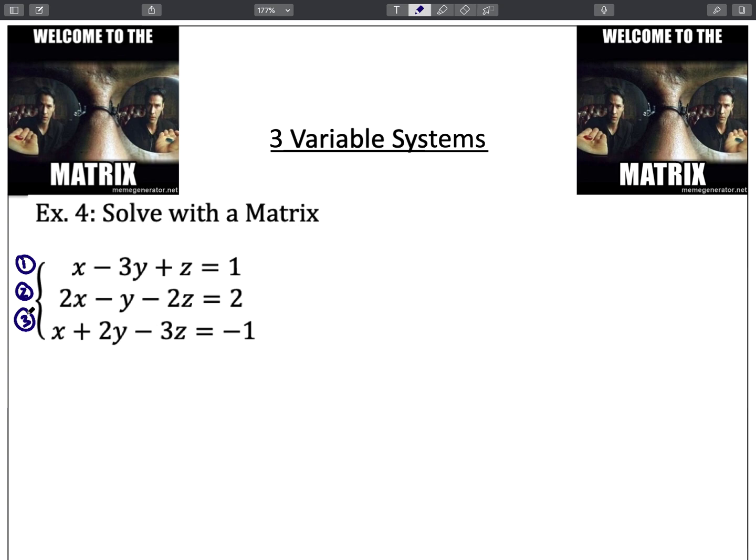And inside of a matrix, we have to talk about the size of the matrix. So the size of the matrix is always going to be the rows by the columns.